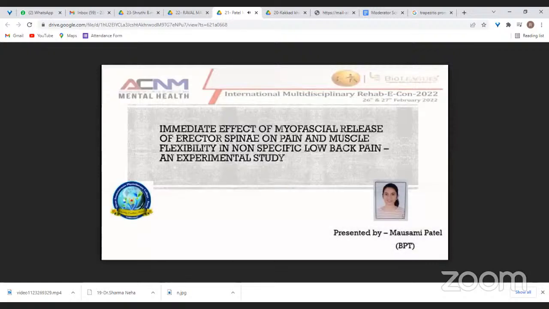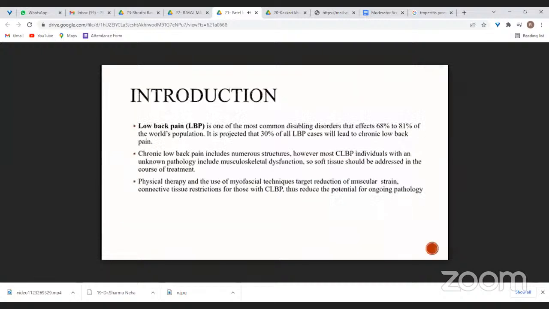Regards to one and all present here. So today my topic for the presentation is immediate effect of myofascial release of erector spinae on pain and muscle flexibility in non-specific low back pain, an experimental study. Starting with the introduction, low back pain is one of the most common disabling disorders that affects 68% to 81% of the world's population.